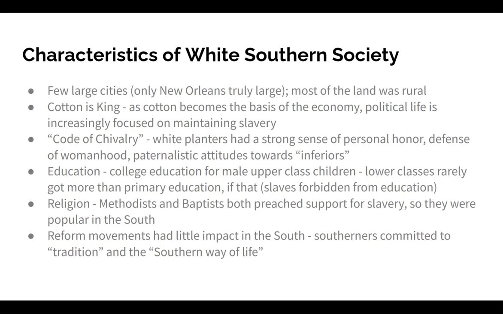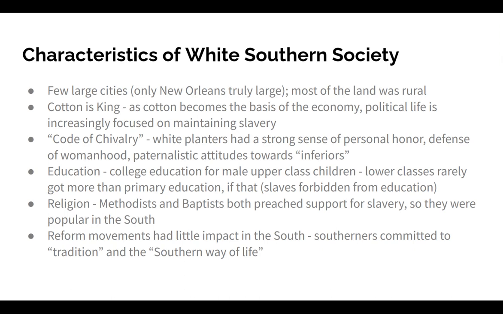Education was pretty limited in the South. College education existed only for male upper class children. The lower classes rarely got more than primary education, if that. Mostly the upper classes are going to bring in tutors for their children. There is not a strong public school tradition, unlike what we see developing in Massachusetts in the Northeast. And by the way, we can still see the strains of this in the United States today. The strongest and best educational systems today actually exist in the Northeast, in Massachusetts and Connecticut, and some of the weakest public education systems exist in Southern states. So this has echoes into our modern day for sure.